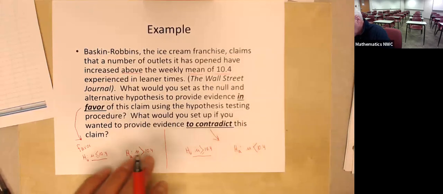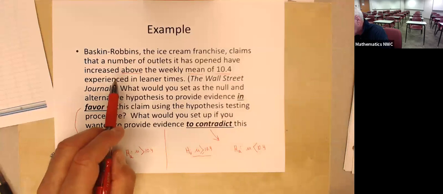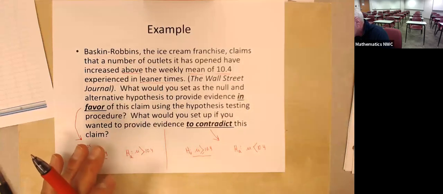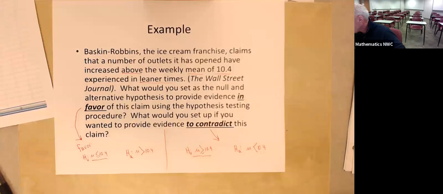If I couldn't show either one of them had sufficient evidence, it's why we say we go to the status quo. Status quo was 10.4 in linear times. We have no evidence that it's changed. That's what insufficient evidence would be about. It's why we call it status quo.